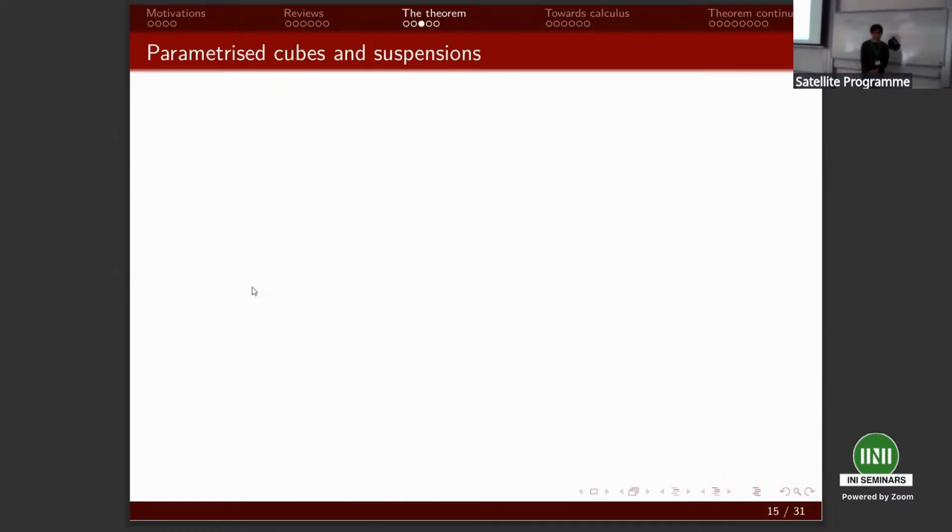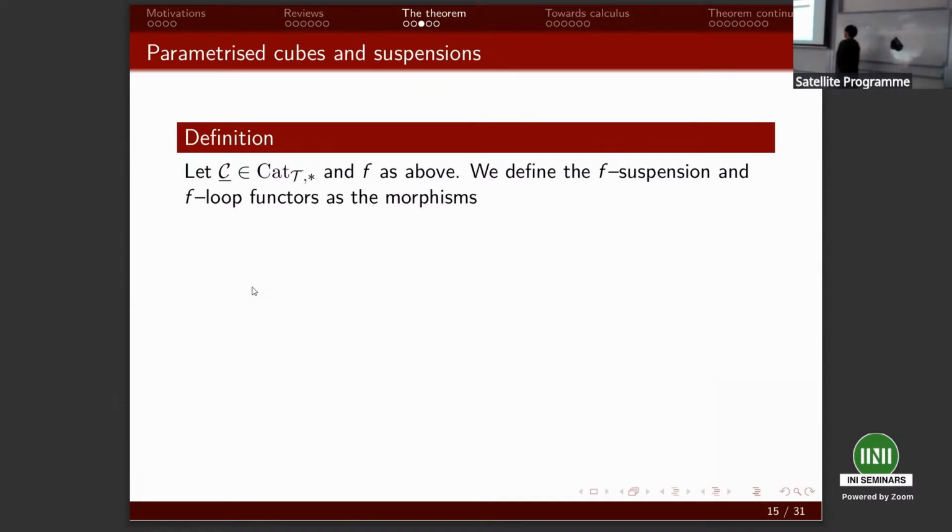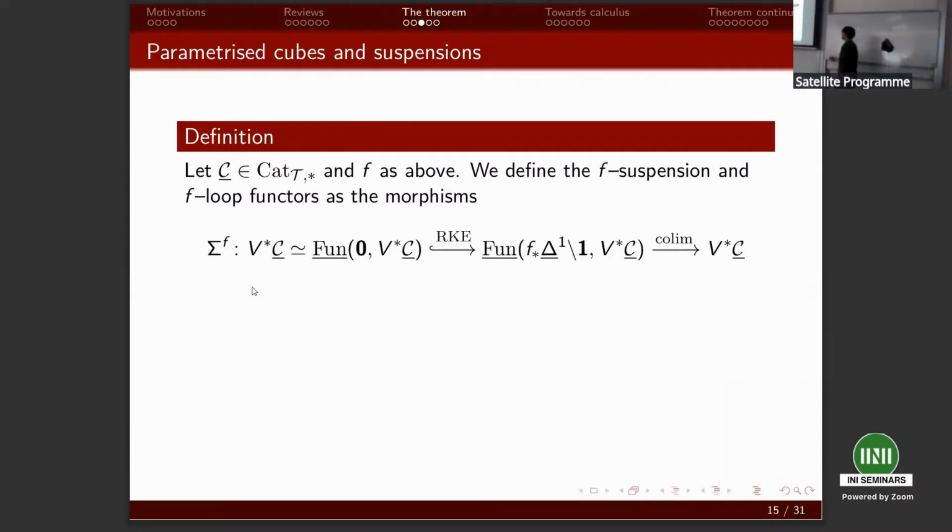Now you can use these things to define parameterized suspensions and loops. And I'm going to show you one maybe scary looking thing, and then I'm going to try to motivate it. I define a parameterized suspension as a composite of a right-hand extension and a colimit. This shouldn't be unfamiliar to you because this is how you define suspensions. Right? You start with an object, you produce the span which is given by x00, and then I take the colimit. And x00 is also known as right-hand extension.